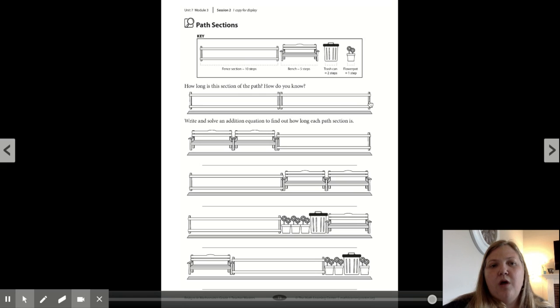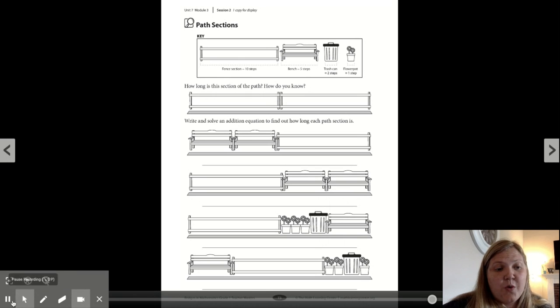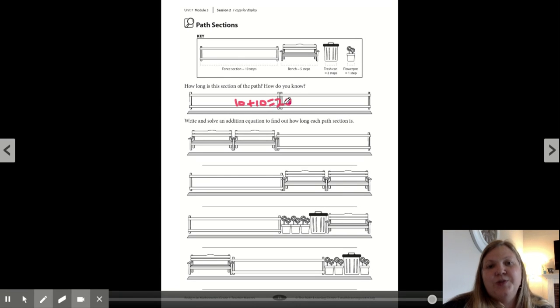So let's take a look at this section of the path from here to here. How long is it? How do you know? Maybe you were thinking, oh, I see 2 fences. And that means it's 10 and another 10. And 10 and 10 is 20. So maybe you were thinking of it as an equation. 10 plus 10 equals 20.